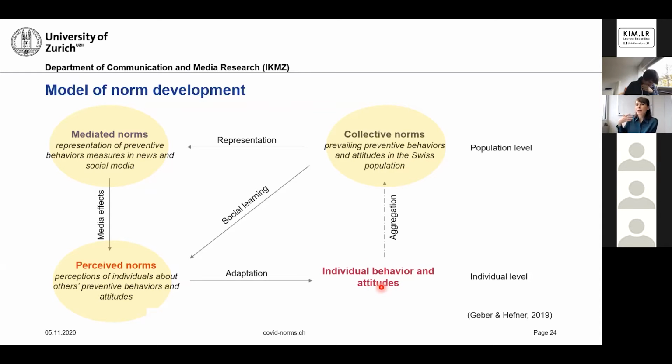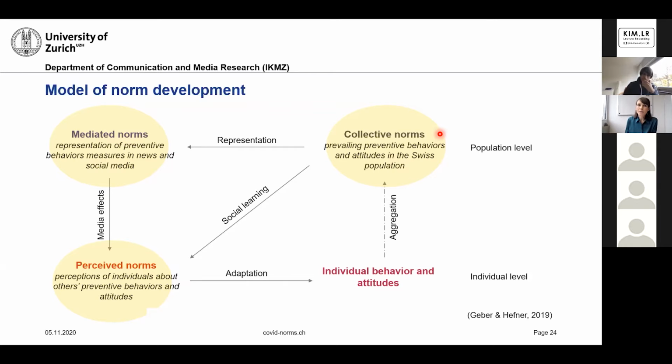So the individual behavior and attitudes in turn are, in aggregate, the collective norms. So with this framework, we can theoretically describe how norms about preventive behaviors develop in a population, in a society.